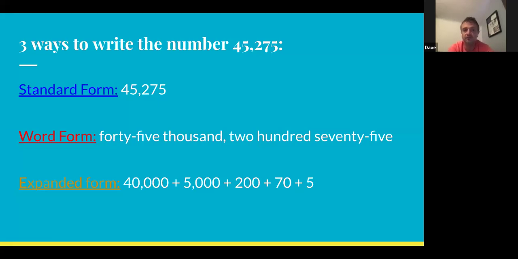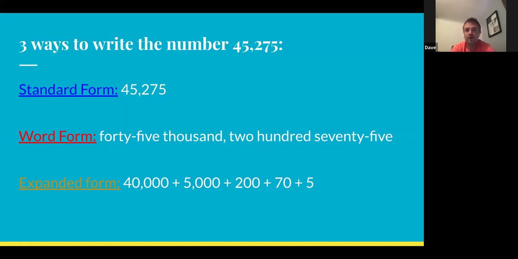I can write it in standard form. That means I write 45,275. I write my 45 and then that comma lets me know I'm going to a new unit. So I'm going from the thousands down. So 45,275. Then there is the one I know everybody loves, which is word form.